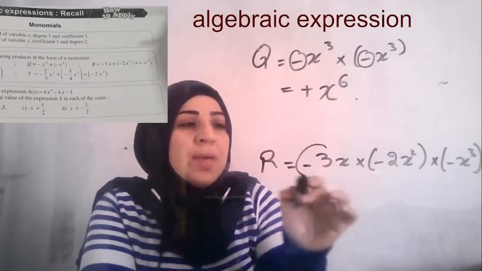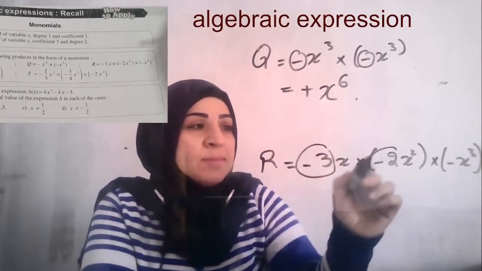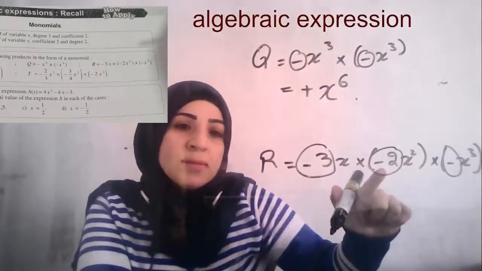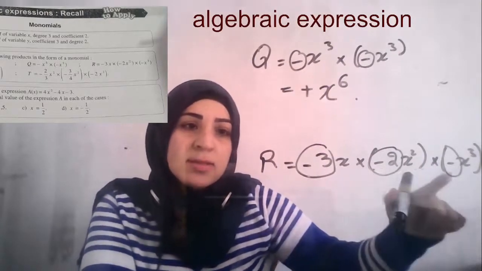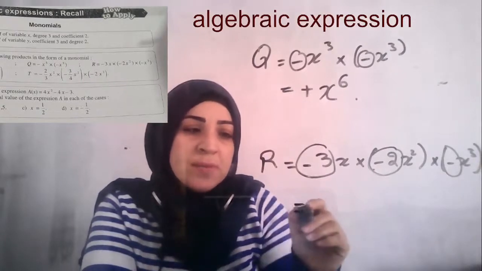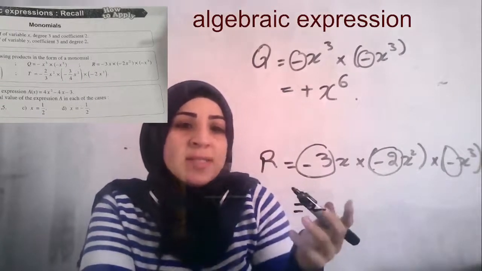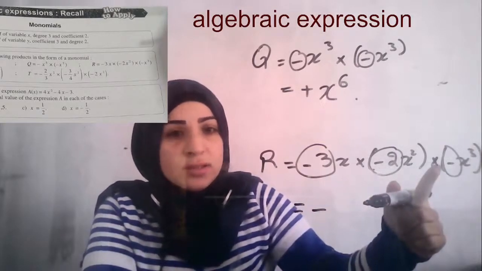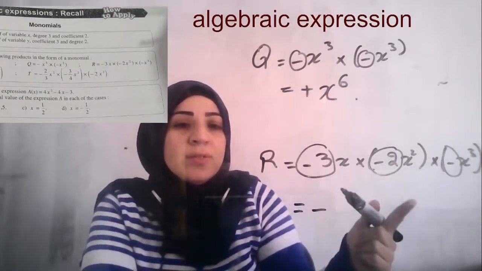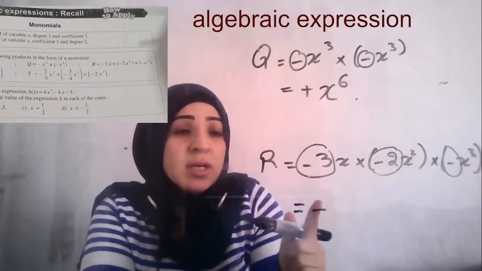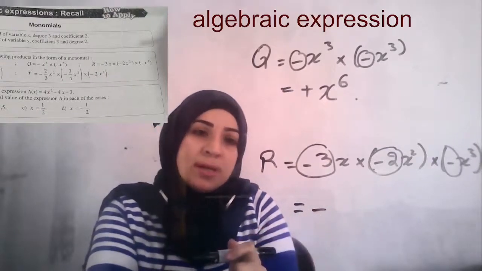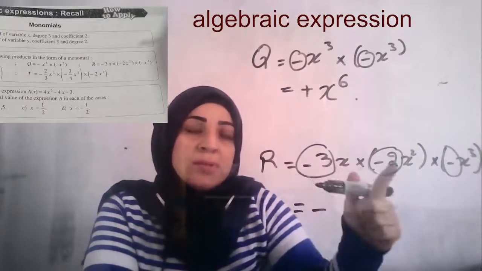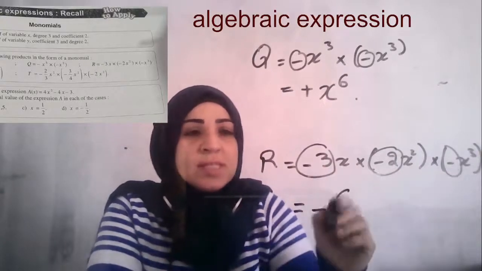Here, we have minus 3 times minus 2 times minus 1. Minus times minus is plus, plus times minus is minus. In other words, how many negative signs do I have here? 1, 2, 3. 3 is odd. And since we have an odd number of negative signs, the result should be negative. Now, let's multiply the coefficients by each other: 3 times 2 times 1, which is 6.